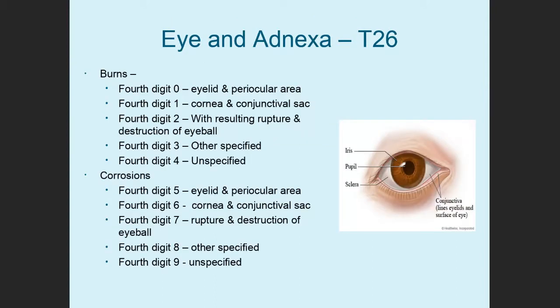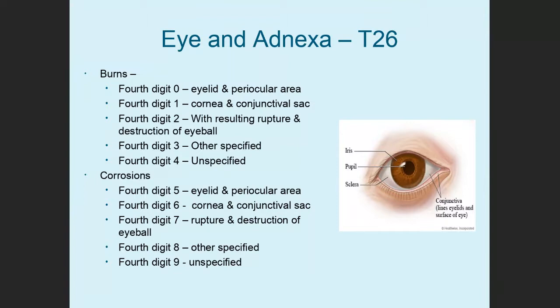Now the eye and adnexa is T26. Codes in T20 to T25 that we just talked about are by site and degree. T26 are coded only by site. So you have burns and corrosions, and burns are 0 to 4, corrosions are 5 through 9.